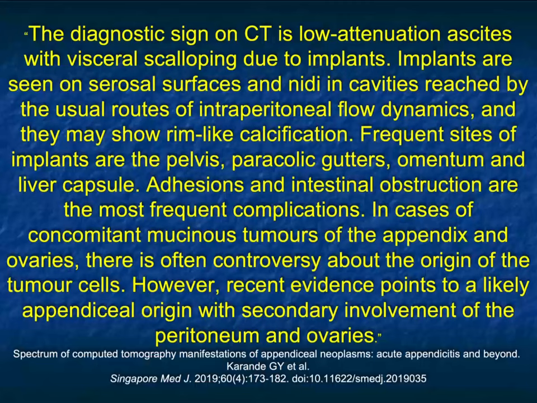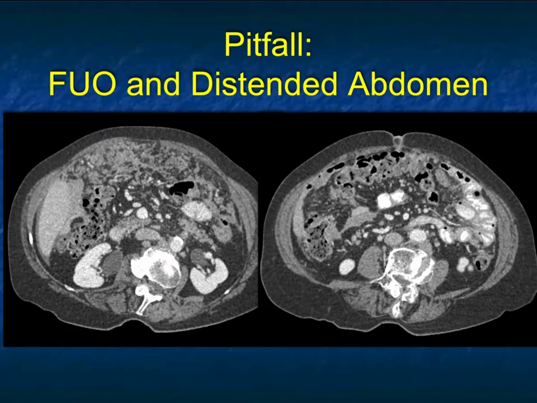And this article by Carande, the diagnostic sign on CT, low attenuation ascites with implants. These implants, as you know, can cause obstruction, and sometimes the patient's presentation is with carcinomatosis, and this could be due to a range of causes. And the pattern of carcinomatosis can look the same in all of those cases.